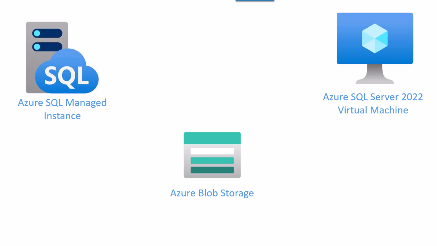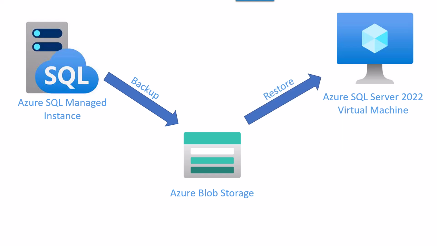And so we will unencrypt our database, and then we will create a credential that allows us to access our blob storage. We will then be able to take a copy-only backup and place that on our Azure Blob Storage. And what we'll do is create that same credential on our virtual machine, and then we'll be able to do a restore operation from that backup to our SQL Server 2022 instance running on the virtual machine.